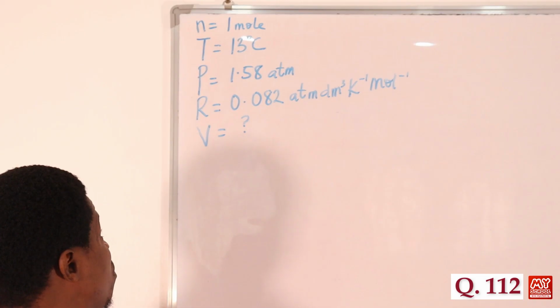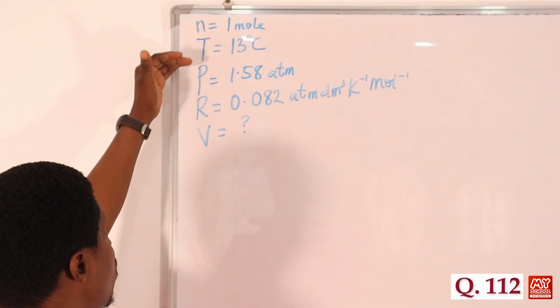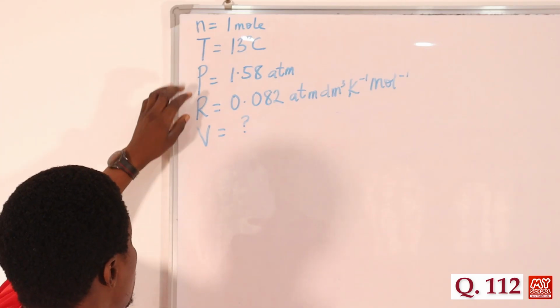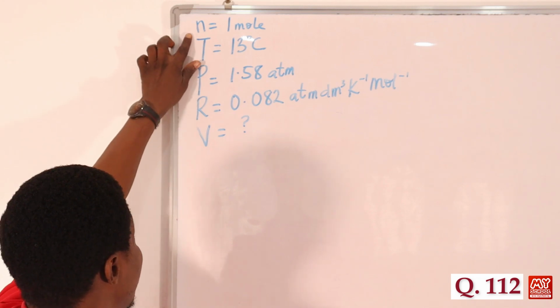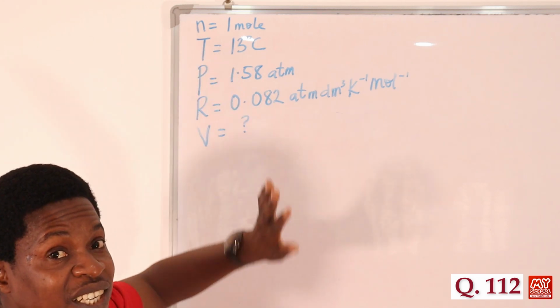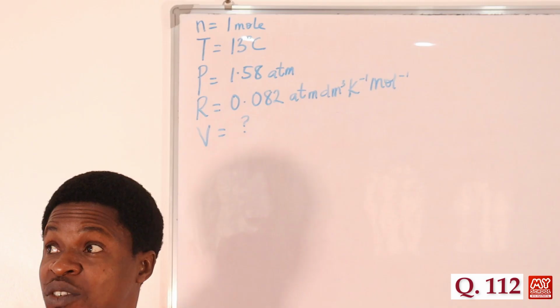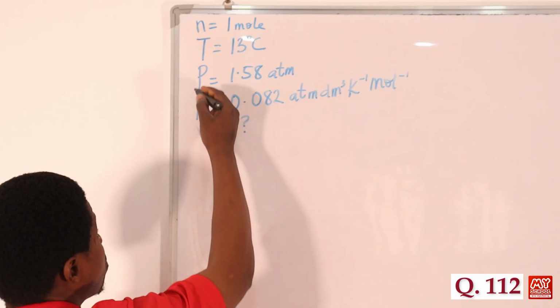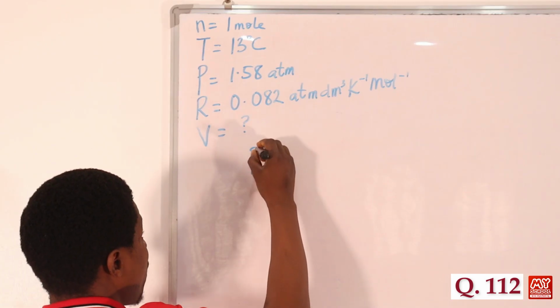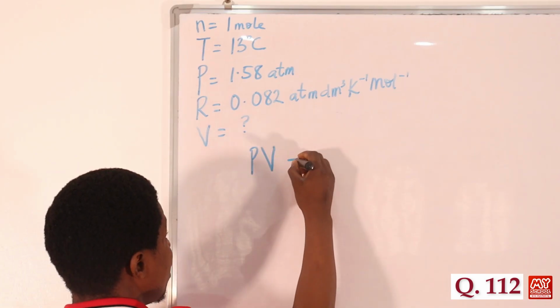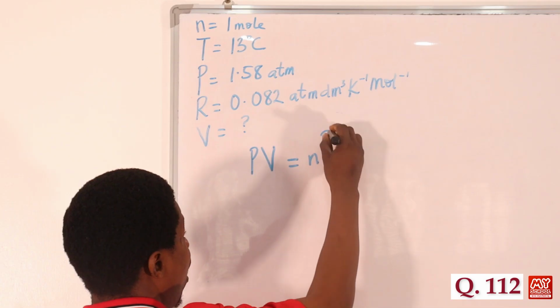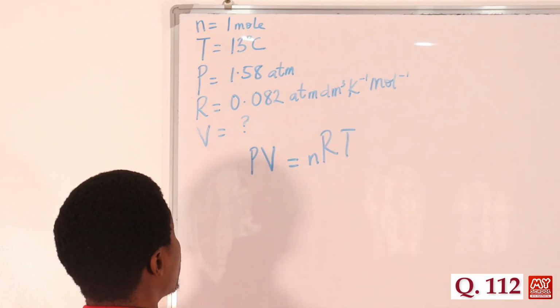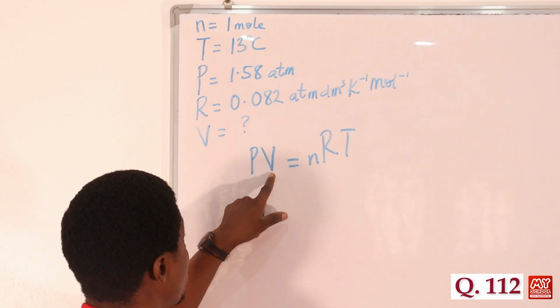So what you just need to do is look at the relationship between all these parameters. We have P, V, n, R and T. We are already told that it is an ideal gas. So what is the formula for the ideal gas equation? PV is equal to nRT. We want to find the value for V.